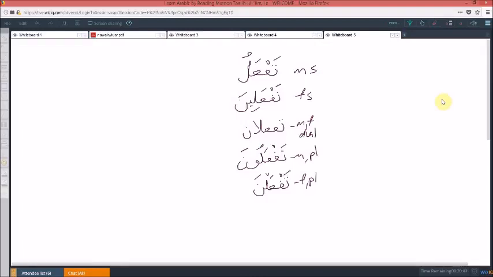Now, when we make these into a command, the first thing we're going to do is drop the ta. So we're going to have fu'ul, right? And we're going to have to add an alif because we drop our ta on all of them. If'al, and we're going to put a sukoon on the end. Here, if'ali, we haven't gotten there yet. If'ali, right? We're going to drop our noon, and that's going to be our sign.